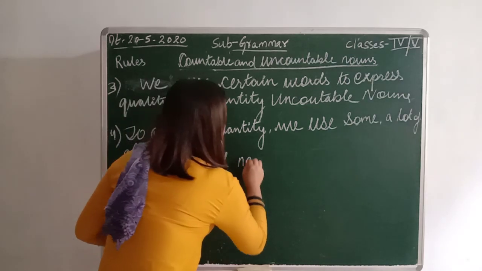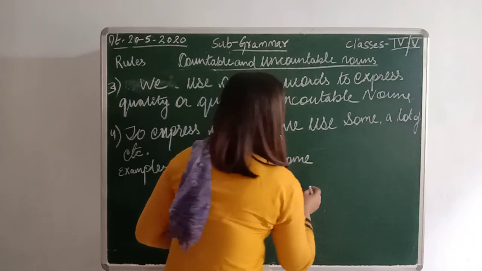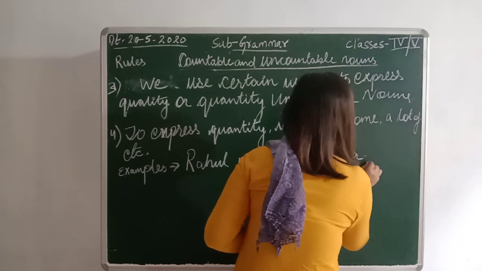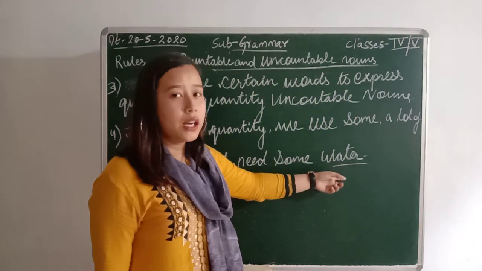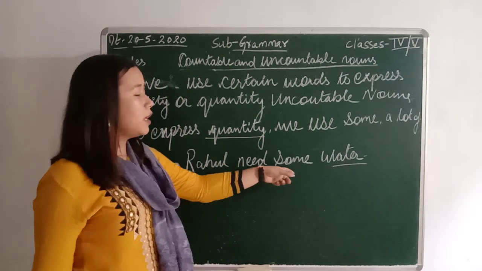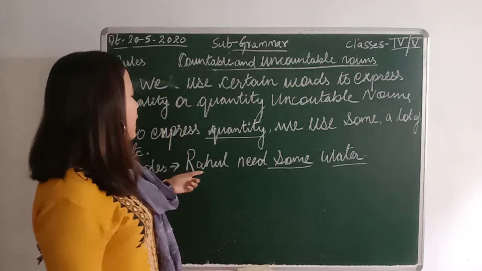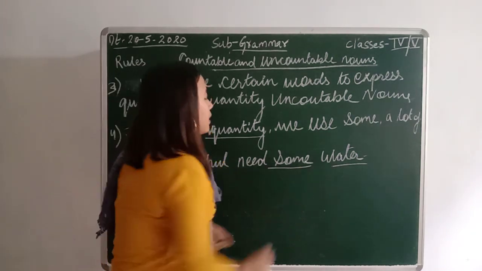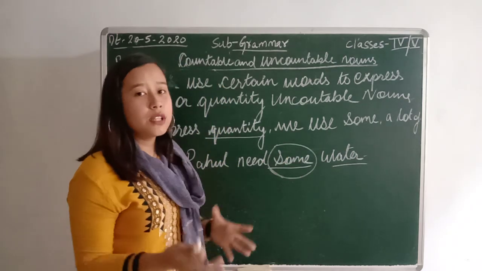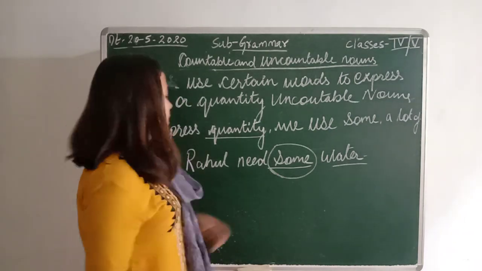Rahul needs some water. So here water is an uncountable noun. To express its quantity, we use the word some. So in this sentence, Rahul needs some water. So some expresses its quantity. So how much quantity does Rahul need? Some water.